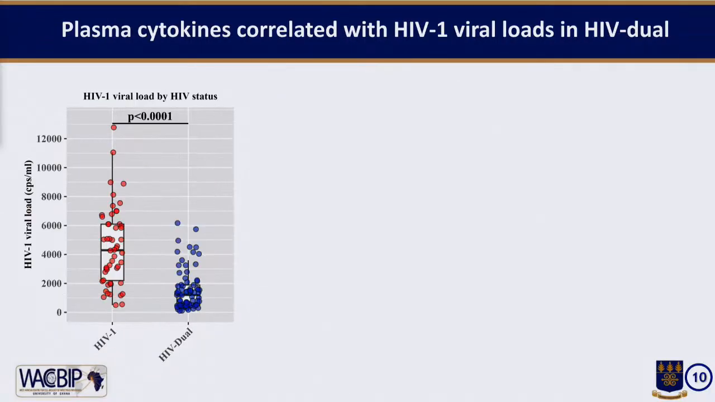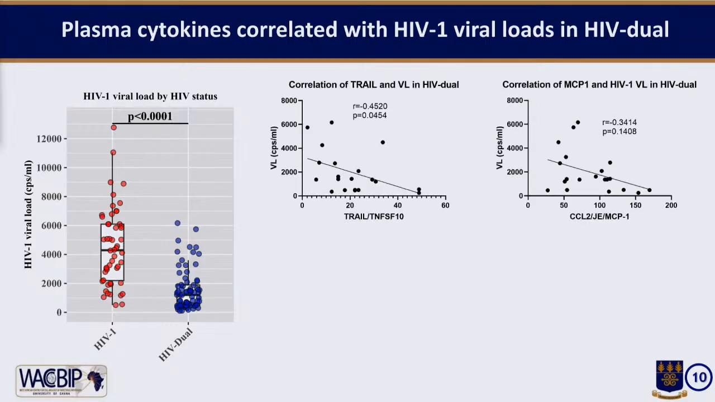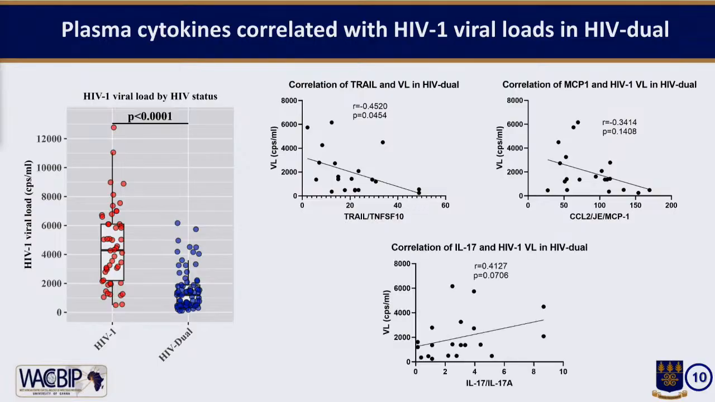So we went on to compare viral loads of HIV type 1 between individuals who are HIV-1 mono-infected and those who are HIV dual infected. And you could see that there was a significant difference between them. And then we asked the question, is it possible that some of the cytokines are correlated with the low viral load we see in HIV dual infections? So we did some correlation analysis, and we found that TRAIL as well as MCP-1 were modestly correlated with HIV viral load in dual infections, and IL-17 was positively correlated with HIV viral load in dual infected individuals.